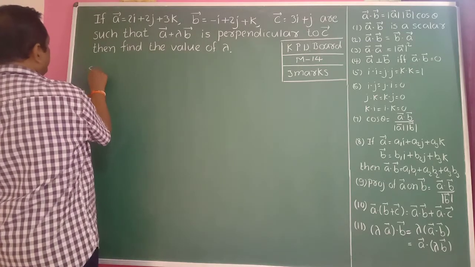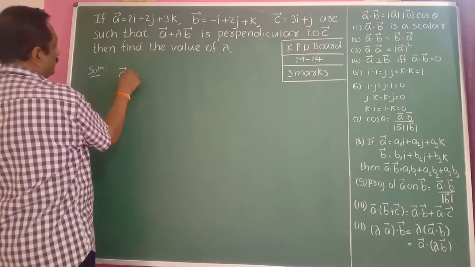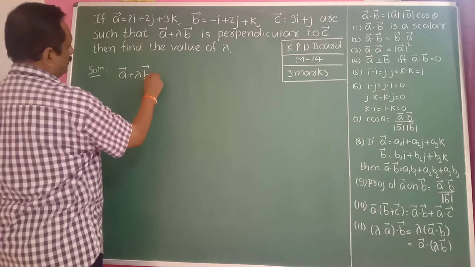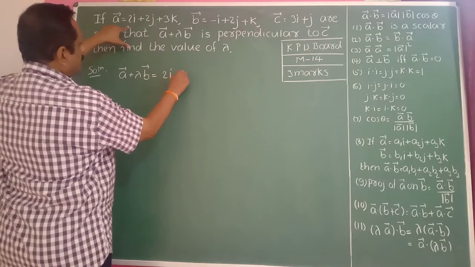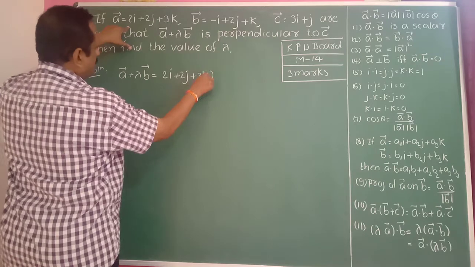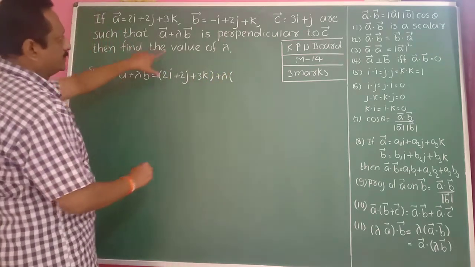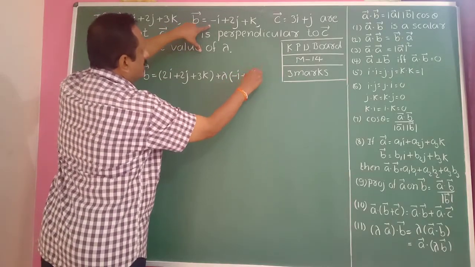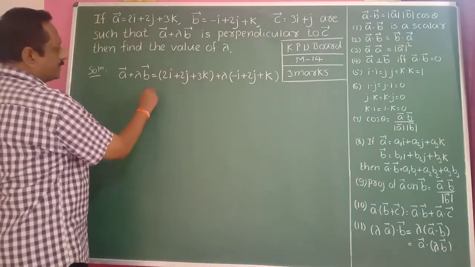Take your solution. Okay. So a bar plus lambda into b bar is equal to the vector a bar, which is 2i plus 2j plus 3k. Write it in the bracket here. Plus lambda into the vector b bar, which is minus i plus 2j plus k.